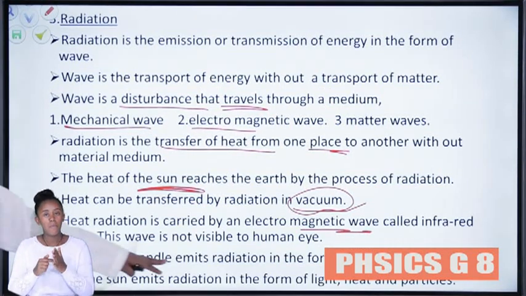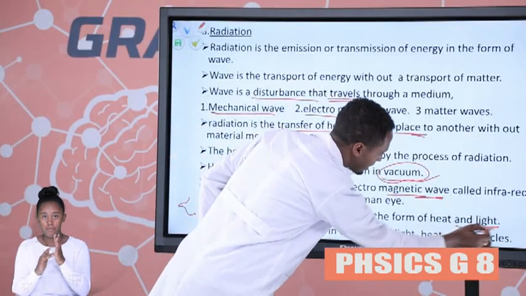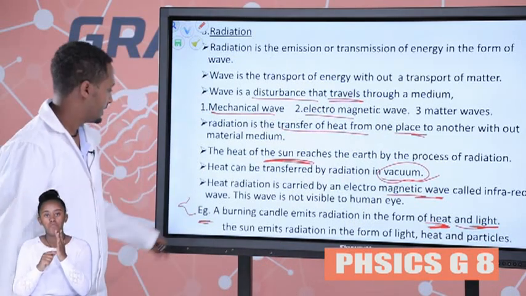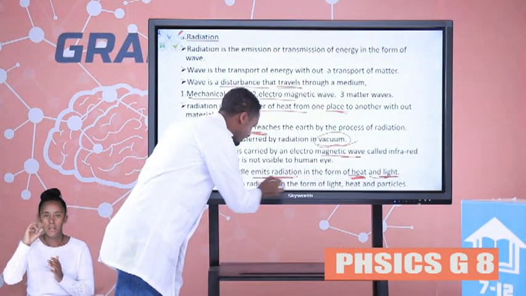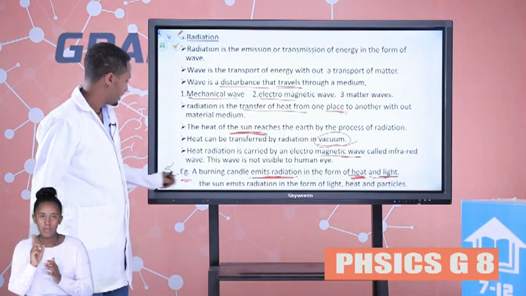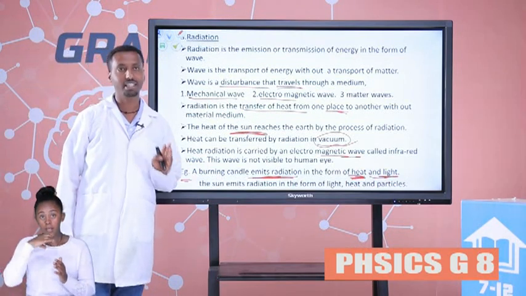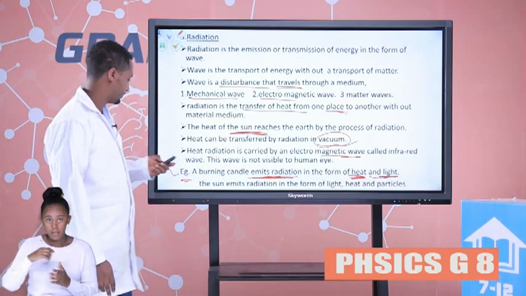Example, a burning candle emits radiation in the form of heat and light. The sun emits radiation in the form of light, heat and particles.